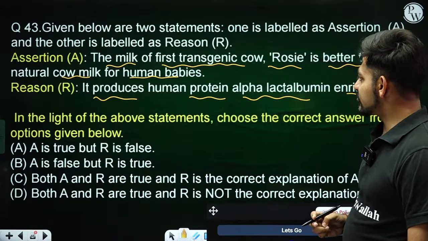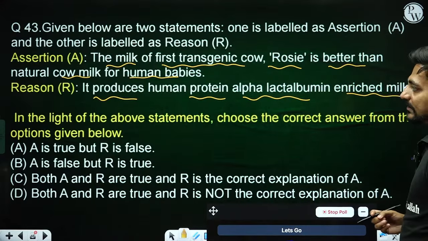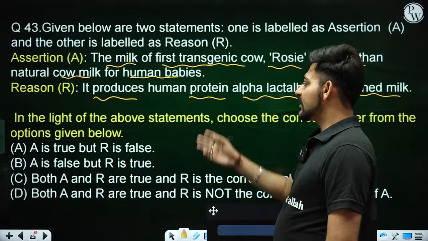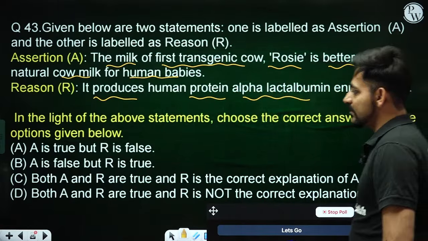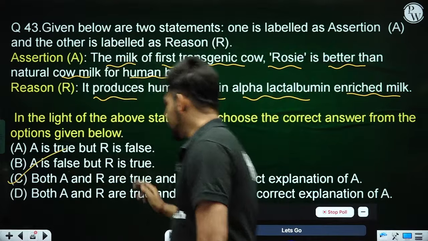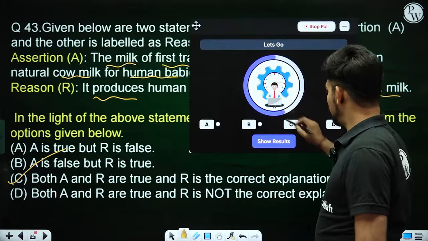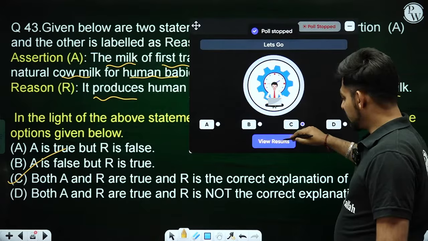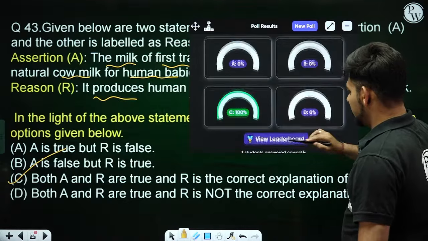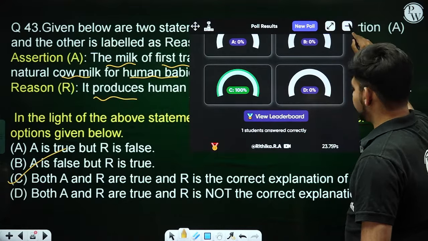The milk of first transgenic cow Rosie is better than natural cow milk. Why? Because it produces human protein alpha lactalbumin. So for this question also C will be the correct answer, and I think I got the answer from Ritika.